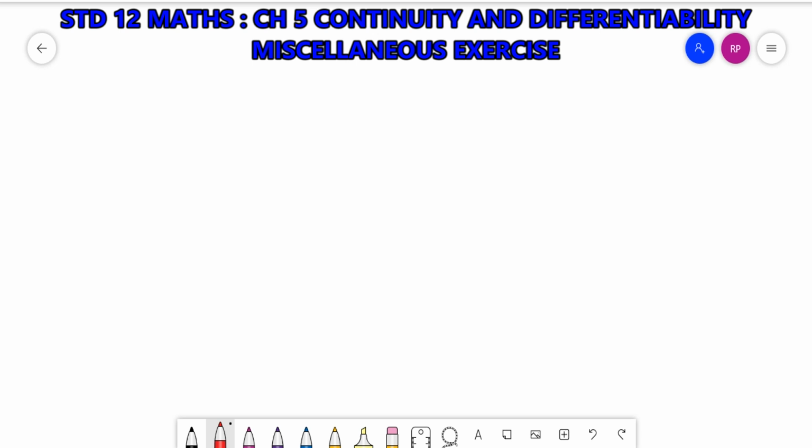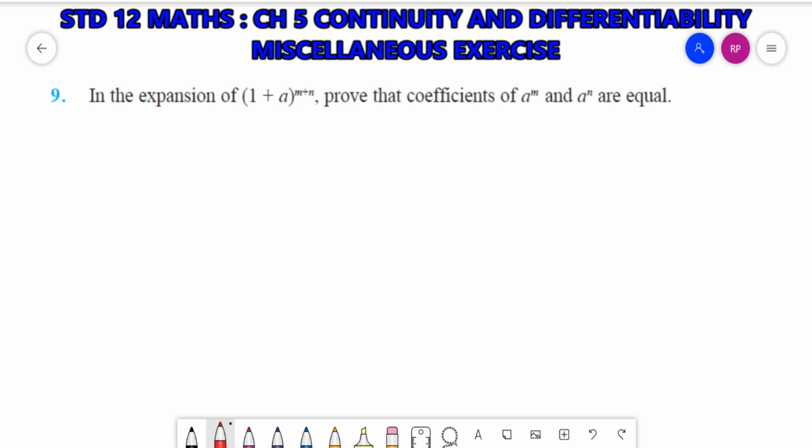Till now we had completed till question number 8. So let's start with 9. Question number 9. In the expansion of (1 + a)^(m+n), you have to prove that the coefficient of a^m and a^n are equal. Okay, so first let's write down the expansion: (1 + a)^(m+n).